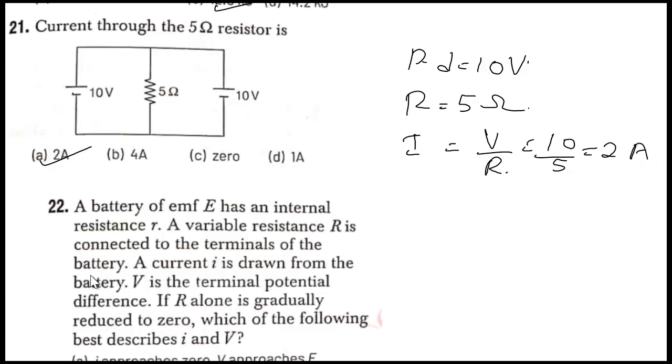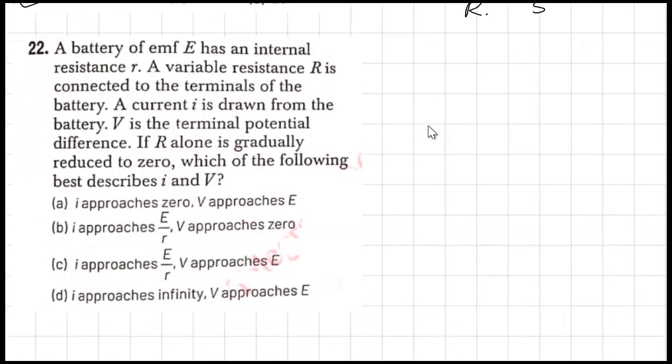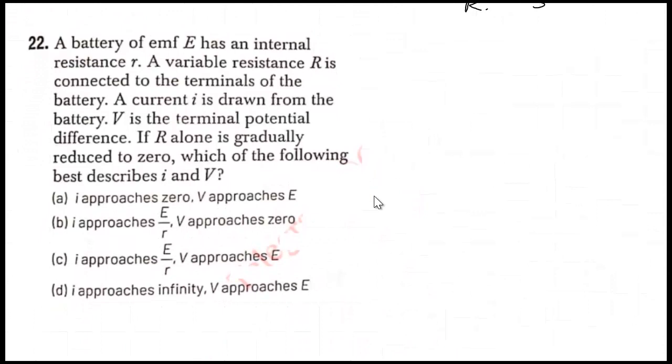Next question. A battery of EMF E has an internal resistance small r. A variable resistance R is connected to the terminals of the battery. Current I is drawn from the battery. V is the potential difference. If R alone is gradually reduced to 0, which of the following best describes I and V? So here, which is the correct answer?